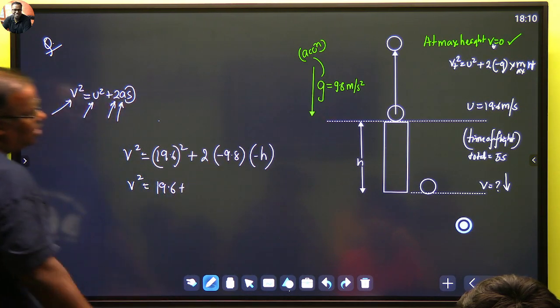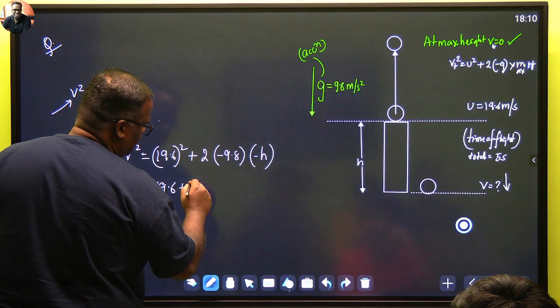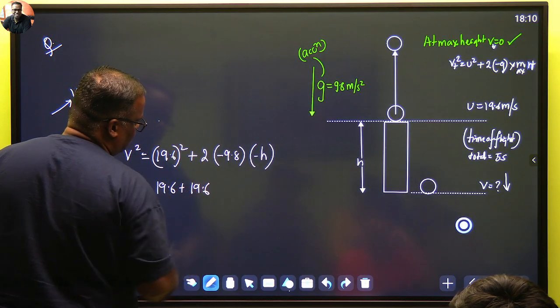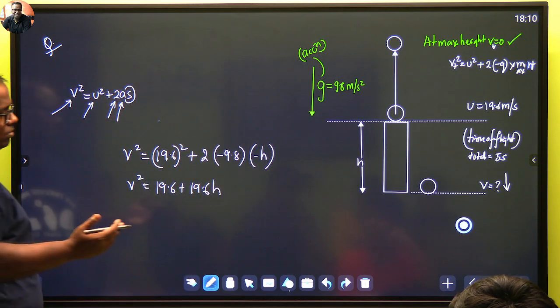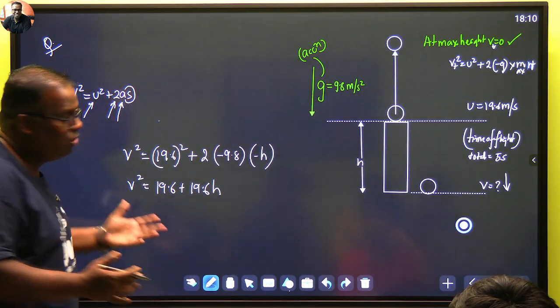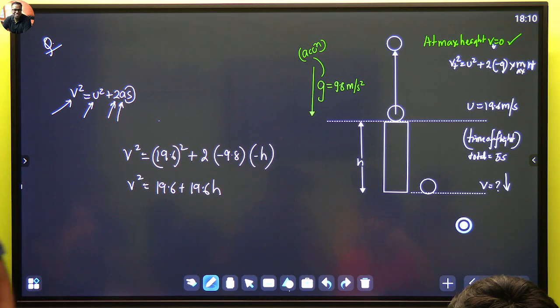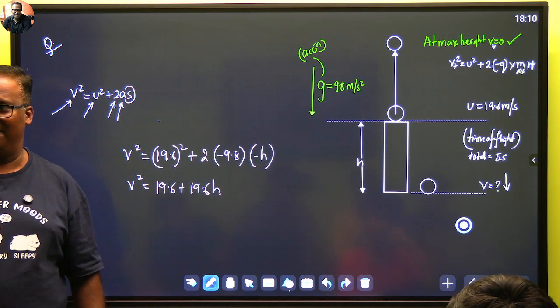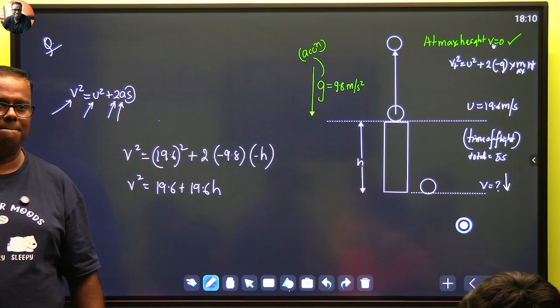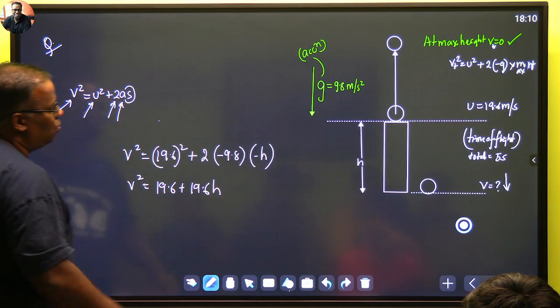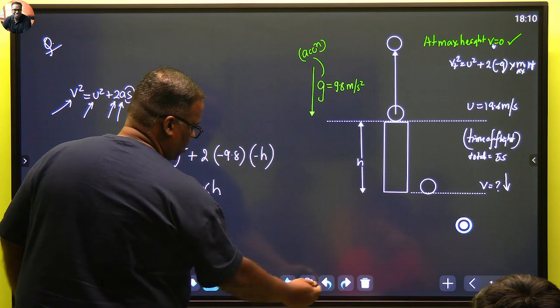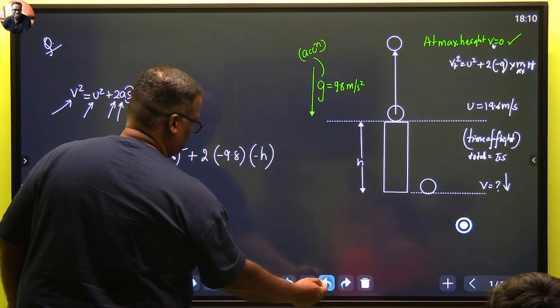What is this? Another 19.6, we can take 19.6 square. Okay, another 19.6, and then this is h. Now, do you know the height? Sir, 19.6 into 19.6, 19.6 into 2g. What did I write wrong?